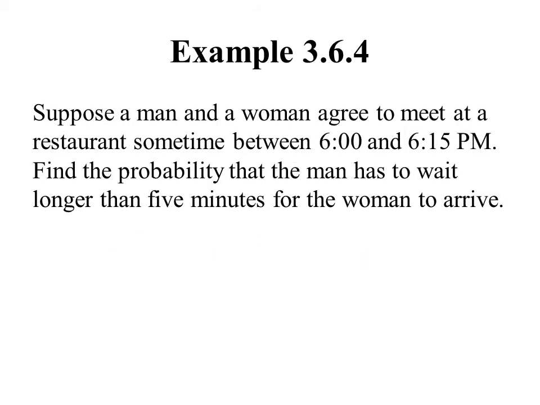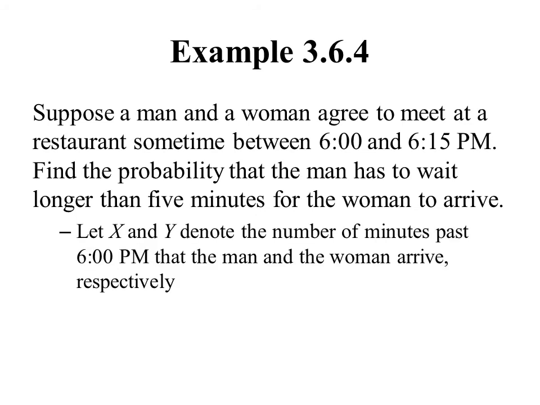Now, to show that two random variables are independent, we need to first have their joint PDF and then find the marginals and show that the product of the marginals equals the joint. Well, in some practical applications, we can use the idea of independence to find the joint PDF. And that's what we're going to illustrate here in this example. Suppose a man and woman agree to meet at a restaurant sometime between 6 and 6:15 p.m. Find the probability that the man has to wait longer than 5 minutes for the woman to arrive.